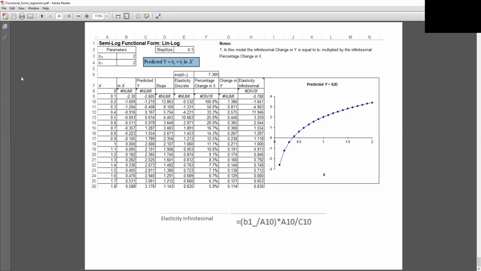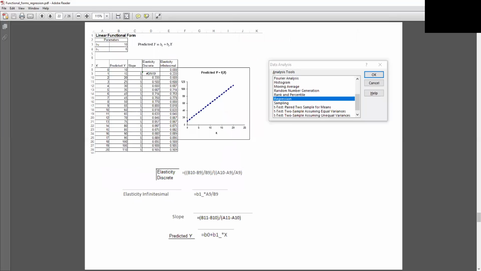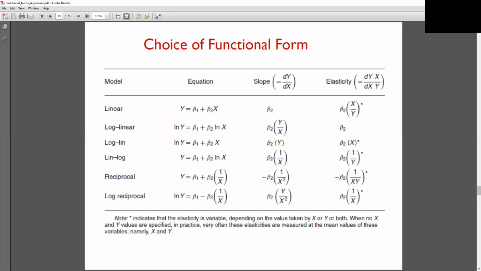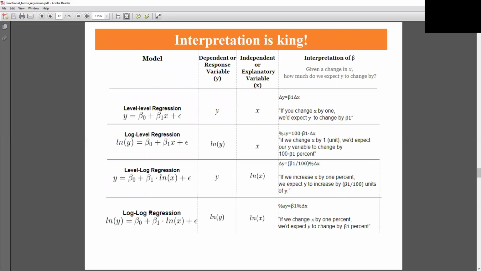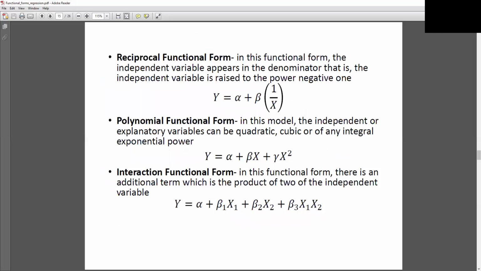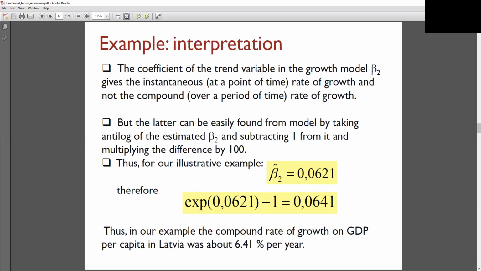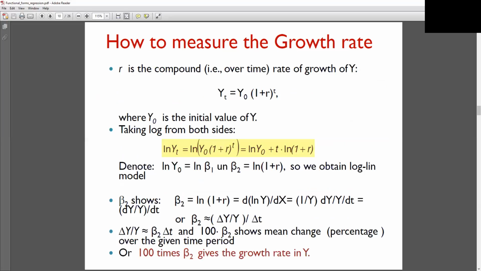And the most important thing is the log-LIN model, which you can use for the growth rate. If you want to find the growth rate of any economic indicator, you can use the log-LIN model. Then you can expect one question on the growth rate as well. I'll give you y and x, and you have to find the growth rate, both instantaneous as well as compound growth. So all these things are important.